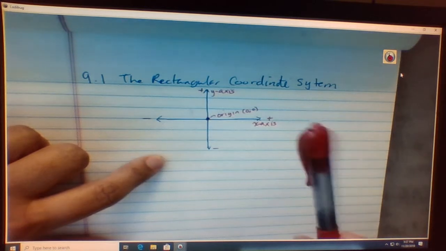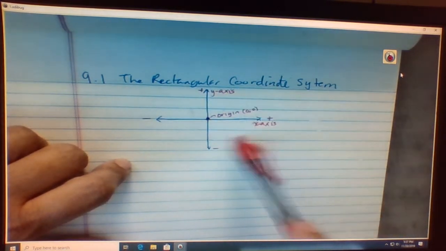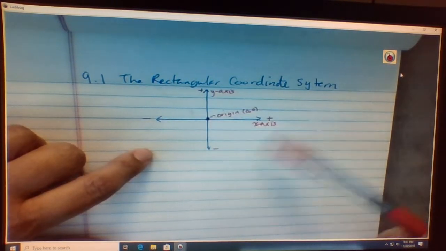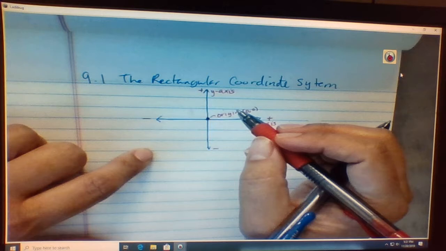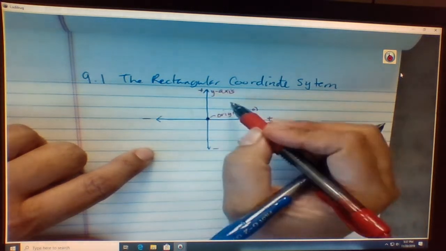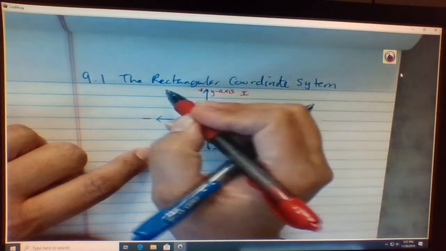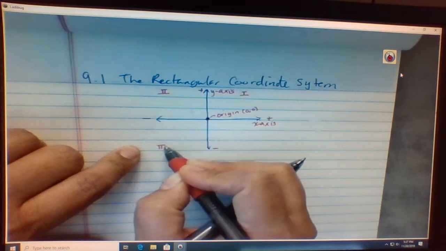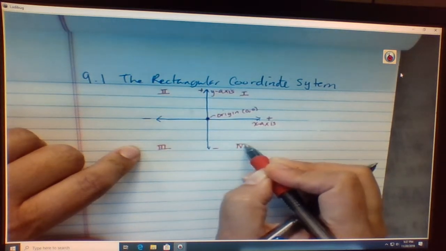Now, it is also divided into 4 quadrants. Well, you know, because there's 4 pieces. Do you know which one's which one? They make the letter C. So we start with letter C here. So this is quadrant 1. This is quadrant 2. This is quadrant 3. And this is quadrant 4.